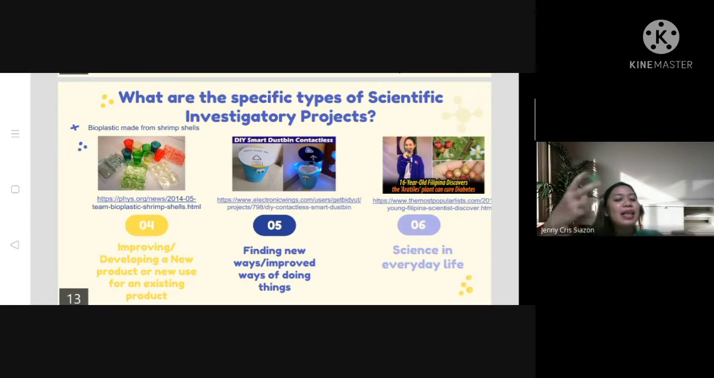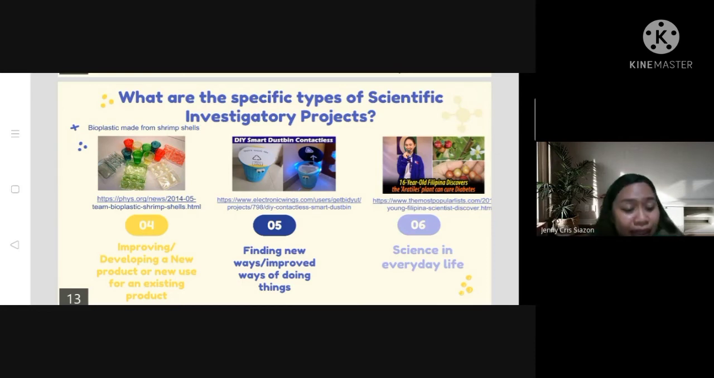So, that is the time that you are innovating, 'di ba? Importante 'yan. Kahit meron nang mga existing product and then nag-add ka ng feature, nag-add ka ng panibagong characteristics, you are already innovating. You are using your creativity in order for you to come up with a good product in investigatory project. Okay? So maraming ganyan. Actually, maraming ganyang projects ang umiiral.